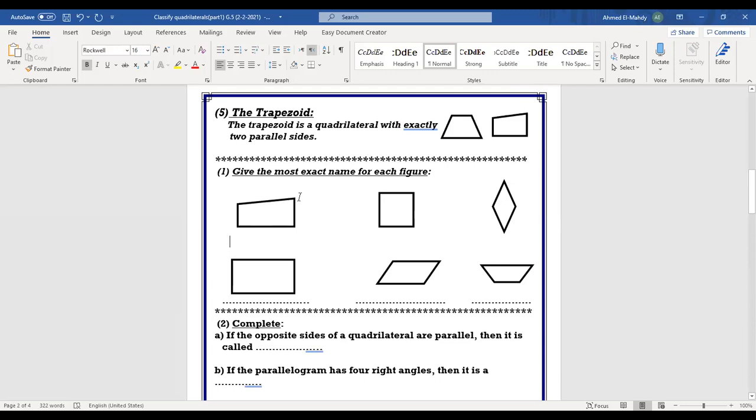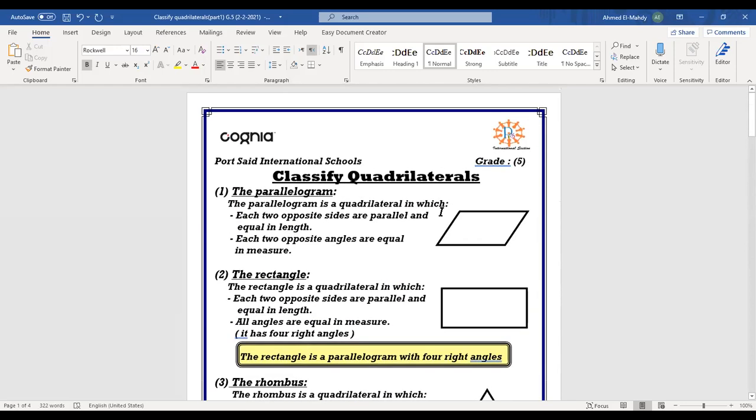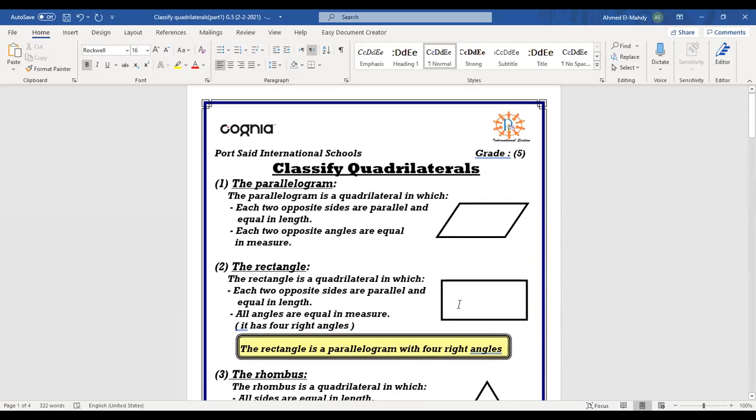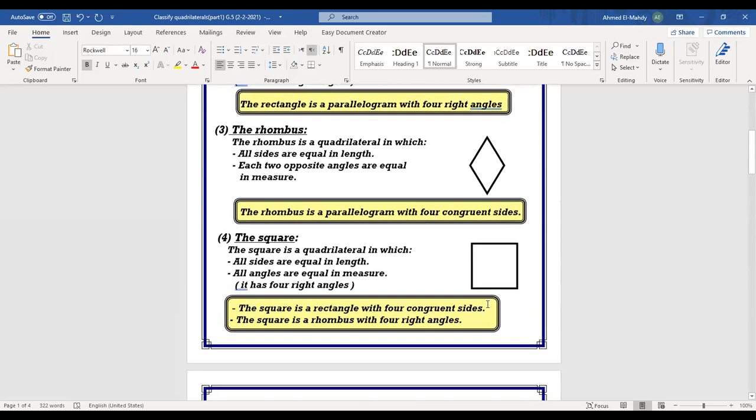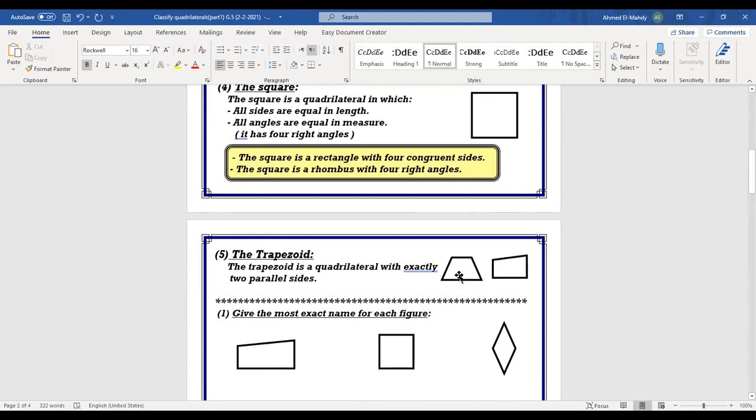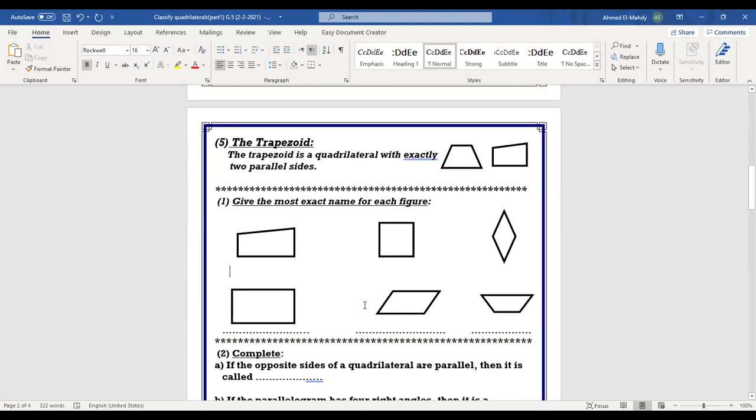Here we have only two parallel sides. What is the name of this one? Parallelogram, rectangle, rhombus, square, trapezoid? Yes, this is a trapezoid. Because in the trapezoid, only two sides are parallel. These two sides are parallel, but the other two are not parallel.